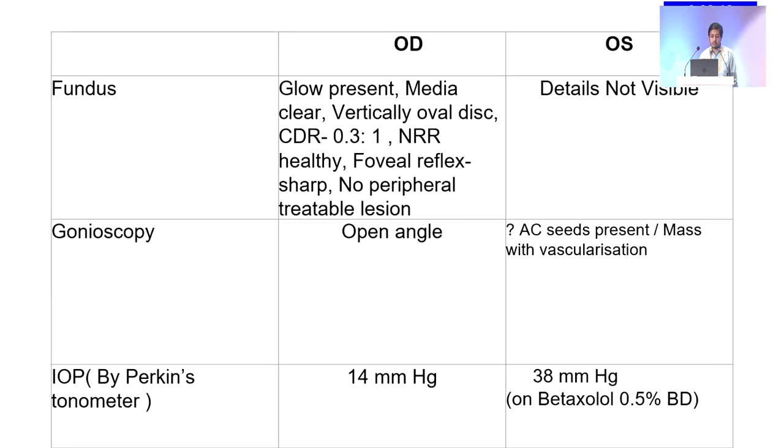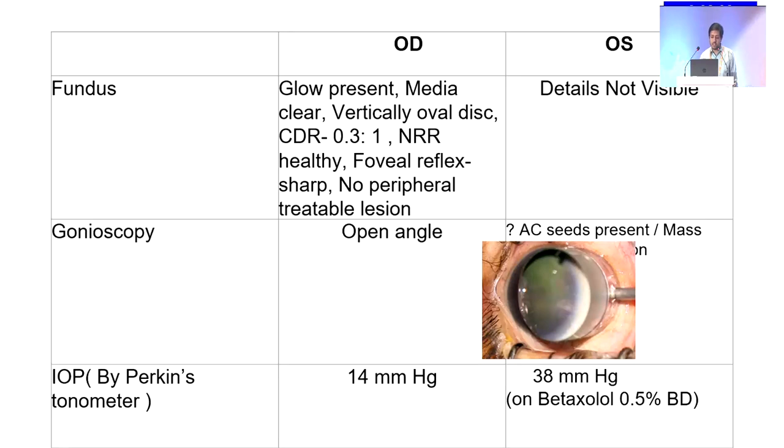There was also neovascularization of the iris. On fundus examination, the right eye was within normal limits. There were no details visible in the left eye. On gonioscopy, we found some whitish lesion near the angle, so it could be an anterior chamber seed, or it could be a mass. We didn't know at that point of time. On IOP, the left eye was 38 mm of Hg with betaxolol 0.5% BD. So we made a provisional diagnosis of intraocular mass with NVG, neovascular glaucoma.